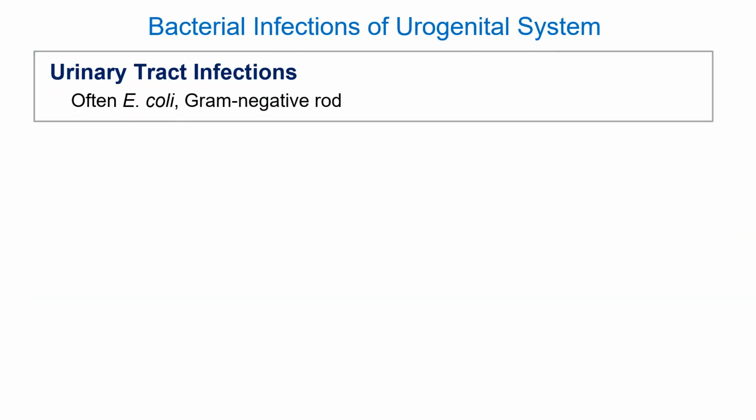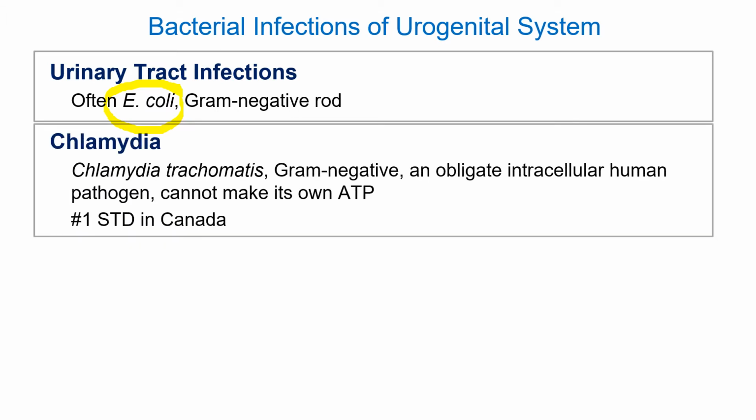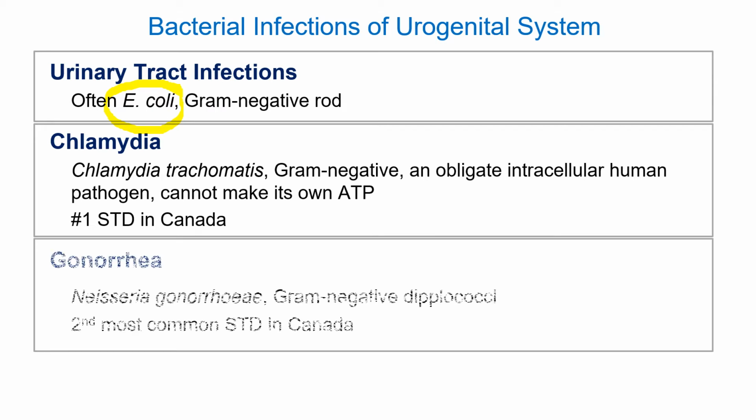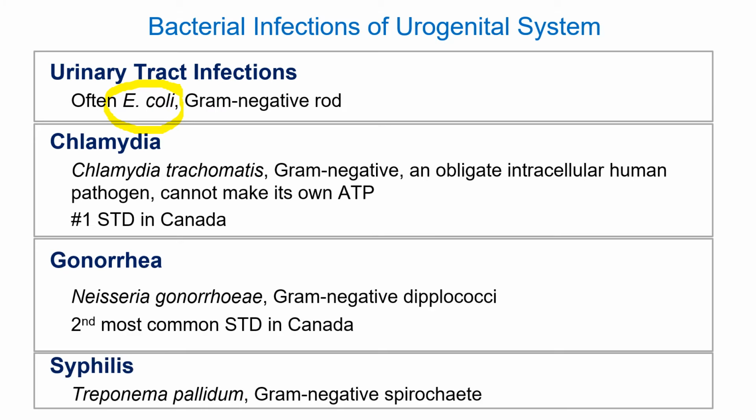So let's talk about urinary tract infections. The big culprit here is E. coli. So we've talked a lot about E. coli this semester. E. coli, of course, is a fecal organism, and this is a scenario where E. coli has basically found itself in the wrong anatomical place. We're going to talk about sexually transmitted infections. Mostly we're going to talk about chlamydia, gonorrhea, and syphilis. They're kind of the number 1, 2, and 3 sexually transmitted infections in Canada. So we'll get to those in a minute.